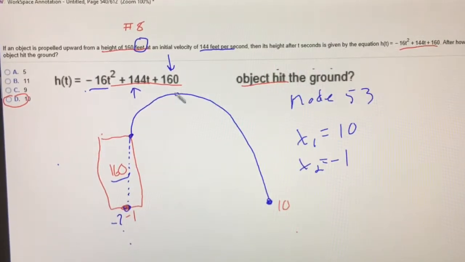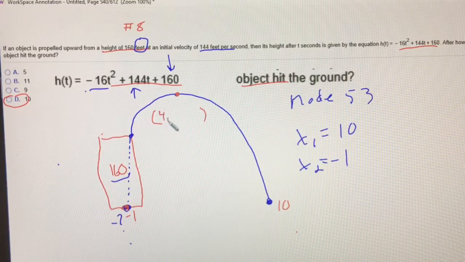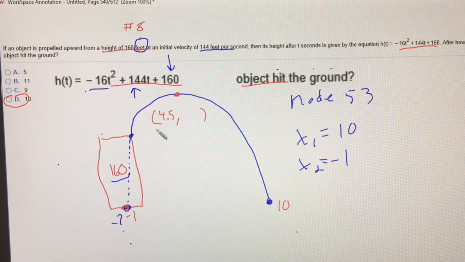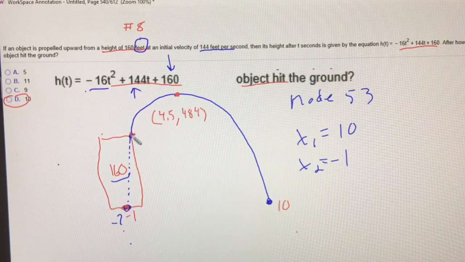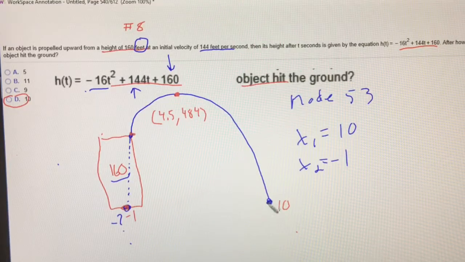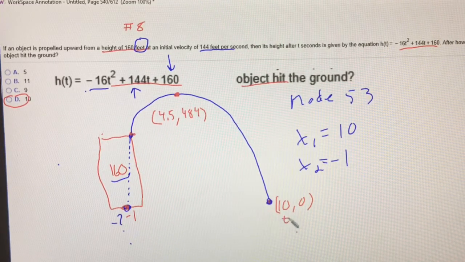If I were to keep hitting the equals button, it would give me how long it took to reach a maximum height. And that would be my x-val max. And that would be 4.5 seconds to reach that height. And that height is actually 484. Notice it's higher than 160 and went up really high. And when it hits the ground, it is 0 feet high, but it took 10 seconds to get over there. So that's time, and this is height.